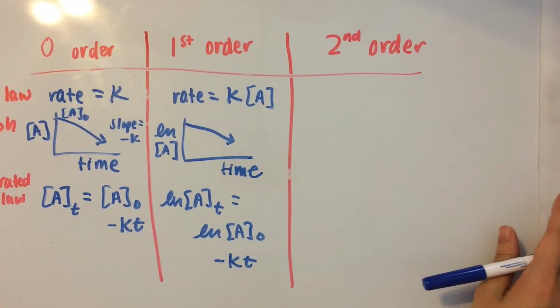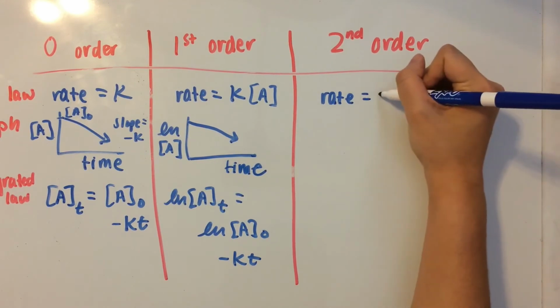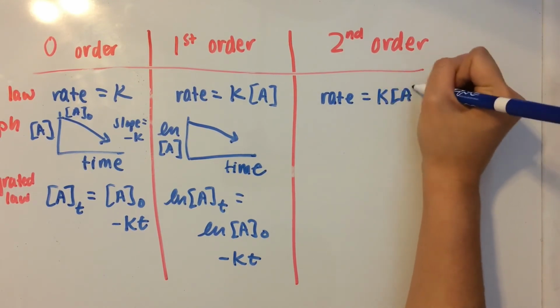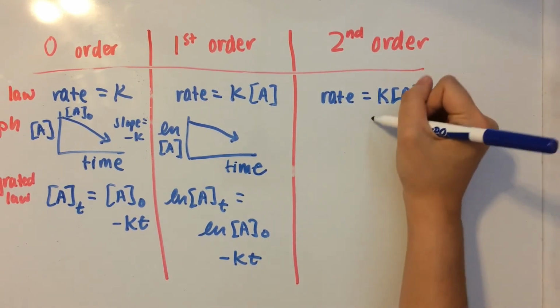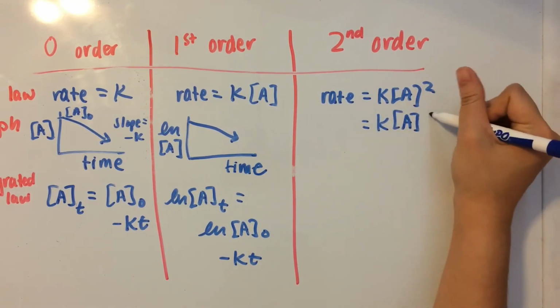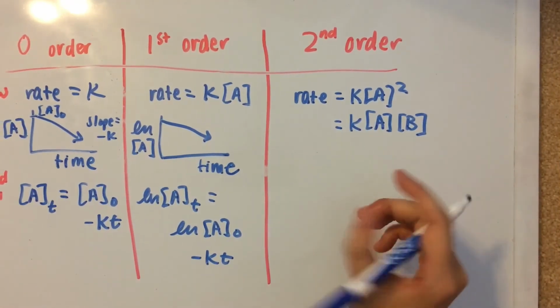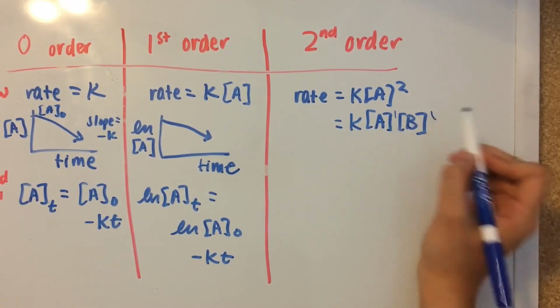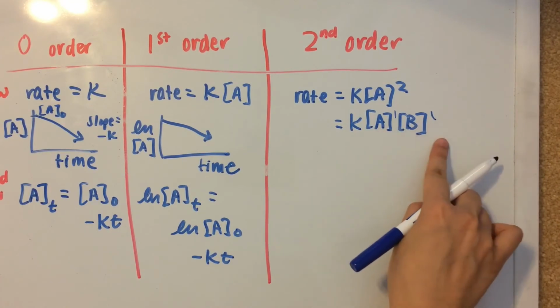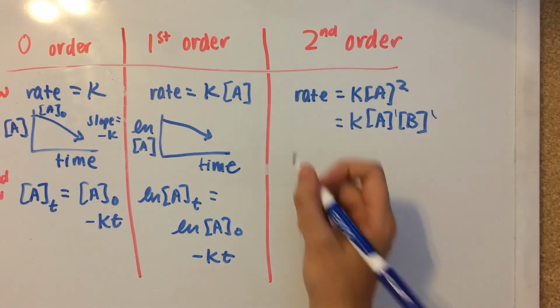So then on to second order, we have a rate law that can either equal k times concentration of A squared, or k times concentration of A times concentration of another reactant B. And this still makes sense because if we put in the 1's, we get 1 plus 1, which is 2. So they're both second order.